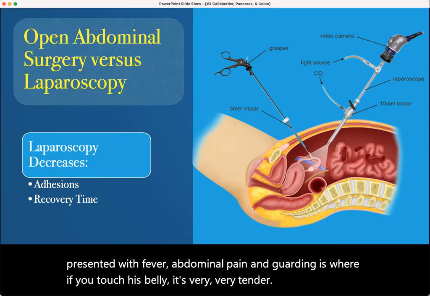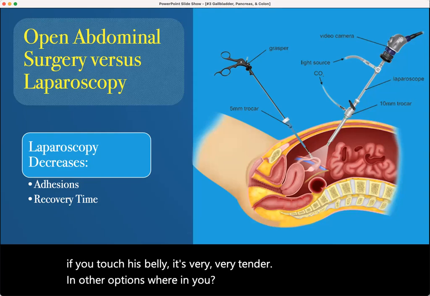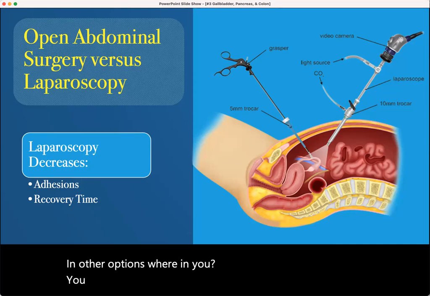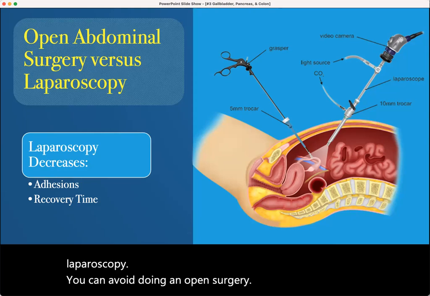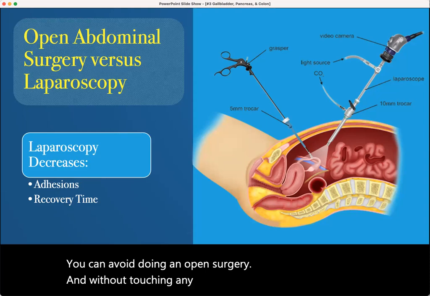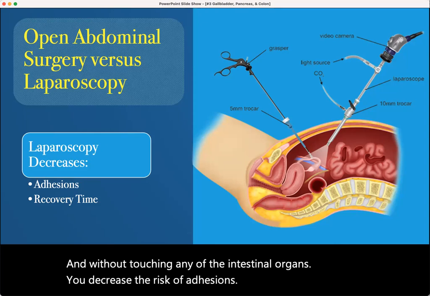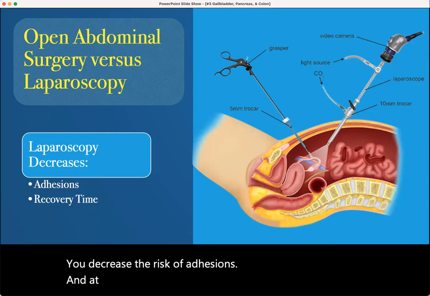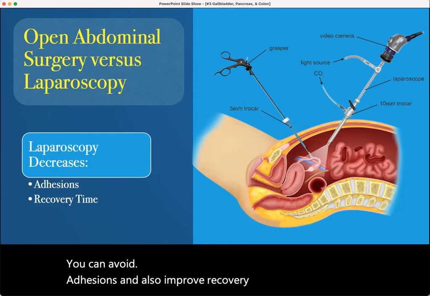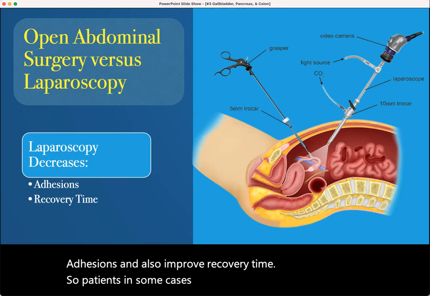In other options, in first world countries, for instance, with access to laparoscopy, you can avoid doing an open surgery, and without touching any of the intestinal organs, you decrease the risk of adhesions. And at least for big surgeries like a cholecystectomy, you can avoid adhesions and also improve recovery time. So patients in some cases can leave the same day.